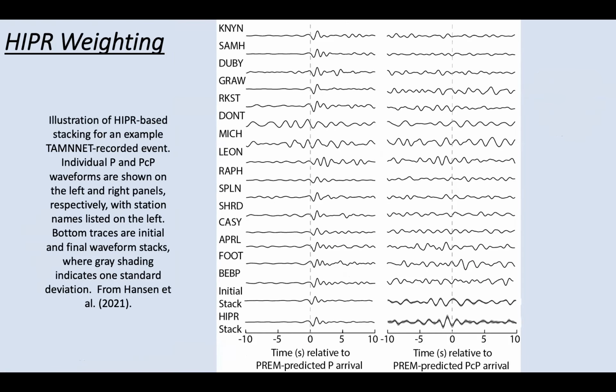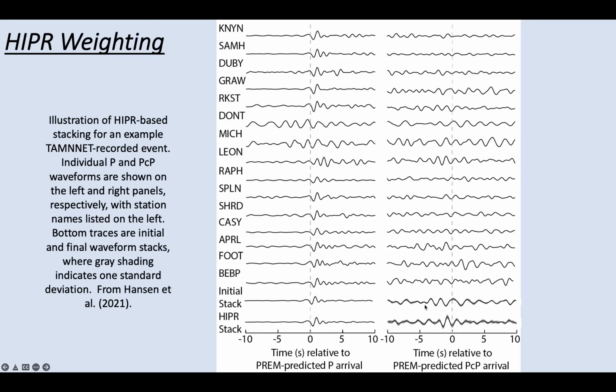Speaking of which, here's an example of some of the data from TAMNET. The column on the left is the P records, and the column on the right is PCP. I'm going to ignore the last two traces for just a second, but each one of these is an individual P or PCP waveform for an example event. And these are the station names here on the left.